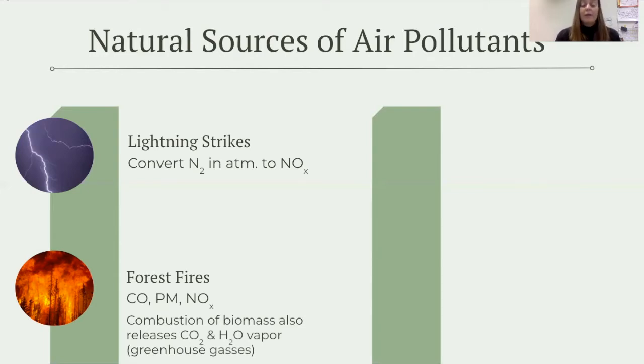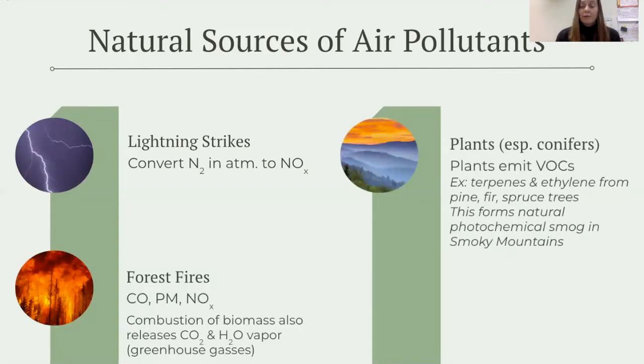Okay, and then forest fires are a huge source of carbon monoxide, carbon dioxide, particulate matter, and nitrogen oxide. So anytime we combust biomass, that's going to produce carbon monoxide and carbon dioxide. Fires are a really big source of particulate matter as well.